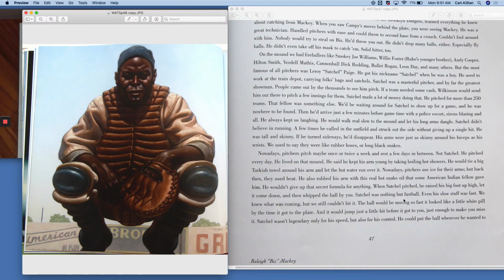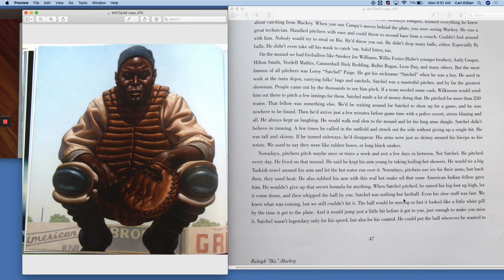Nowadays, pitchers pitch maybe once or twice a week and rest a few days in between. Not Satchel. He pitched every day. He lived on the mound. He said he kept his arm young by taking boiling hot showers. He would tie a big Turkish towel around his arm and let the hot water run over it. Nowadays, pitchers use ice for their arms, but back then they used heat. He always rubbed his arm with this real hot snake oil that some American Indian fellow gave him. He wouldn't give up that secret formula for anything.